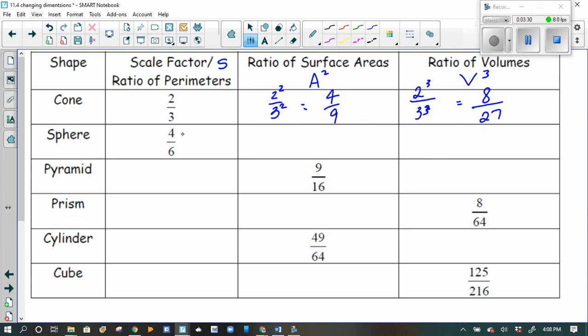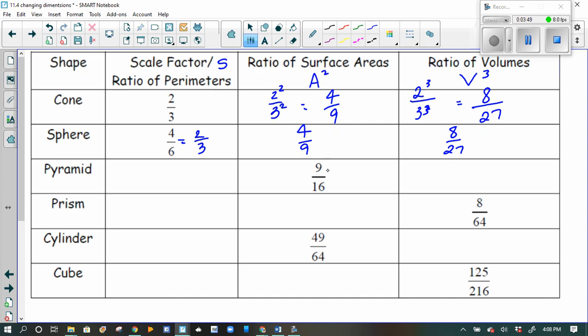Okay, now 4/6, you want to make sure that it reduces. Okay, so see how when they took the sides, they reduced to 2/3. So it's the same here. So this would be 4/9, and this would be 8/27.